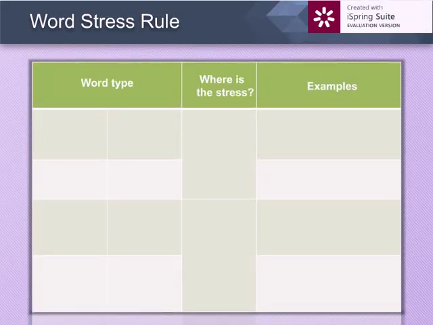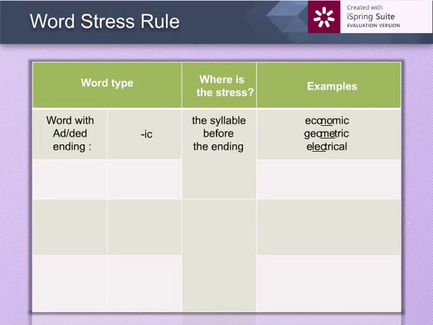For words ending with IC or ic, the stress is on the syllable before the last part of the word. For example, economic, geometric, and electrical. For words ending with "tion," the stress is also before the last part of the word. For example, technician, graduation, and cohesion.